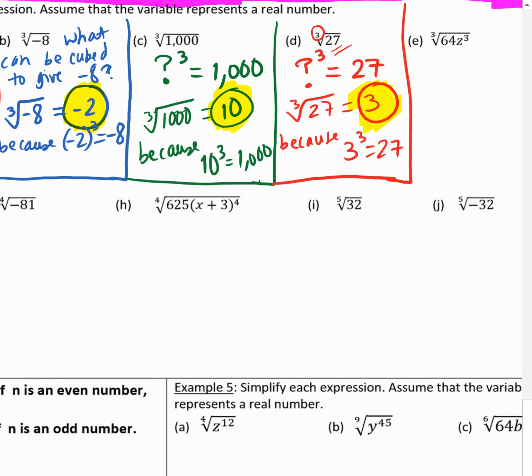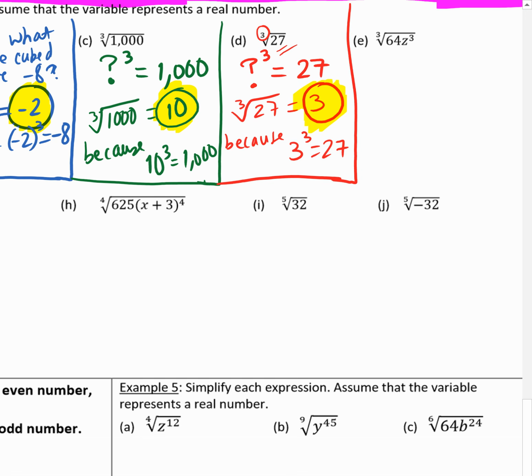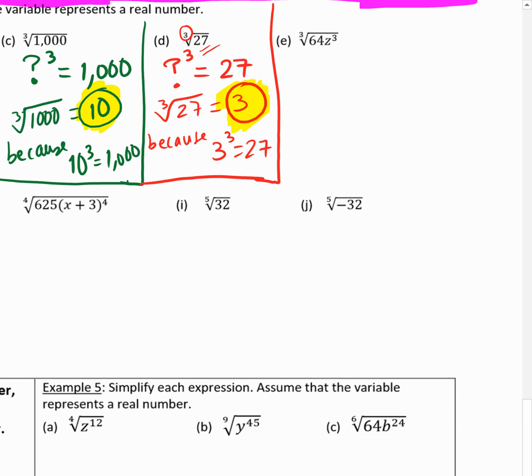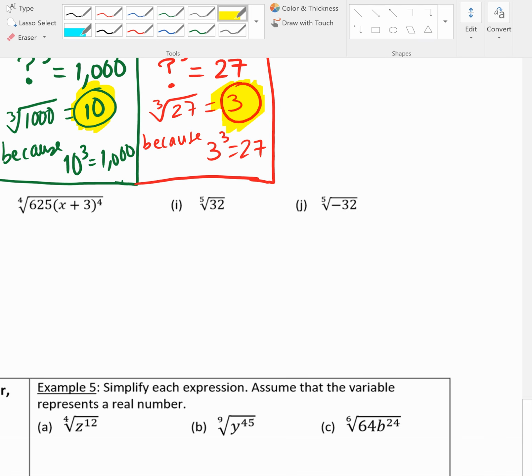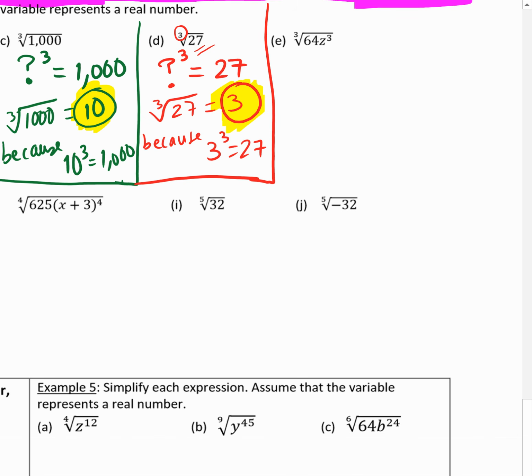And on an exam or a quiz or something, don't feel like you should write all this out. You can just write the answer, 3. There's not really a lot of work to show here. Really the work's going on in your head, and I wouldn't punish you for not writing out the work. So if you just write the answer, that's fine. Don't worry about it.